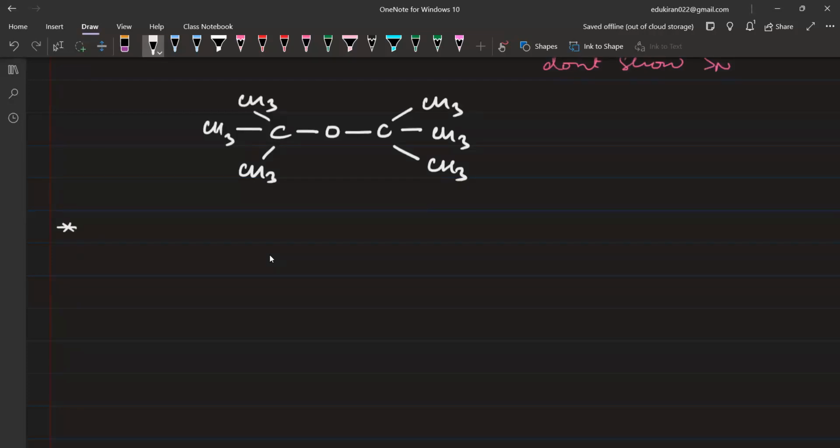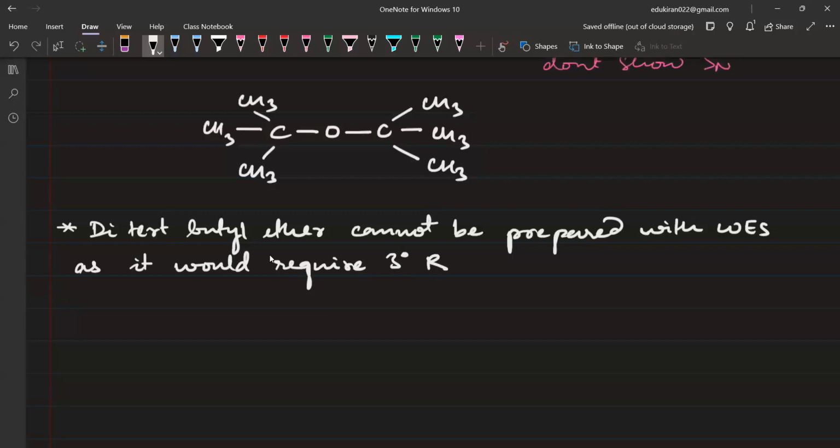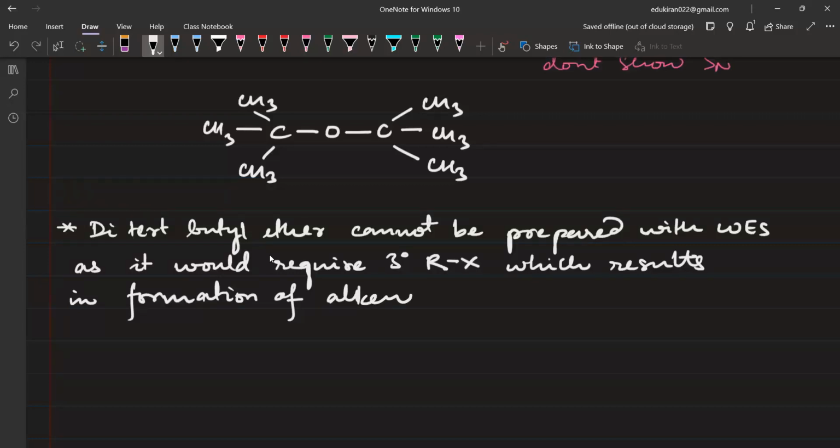ठीक है? So you'll write: ditertbutyl ether cannot be prepared with Williamson ether synthesis, as it would require 3 degree haloalkane, which results in formation of alkene.